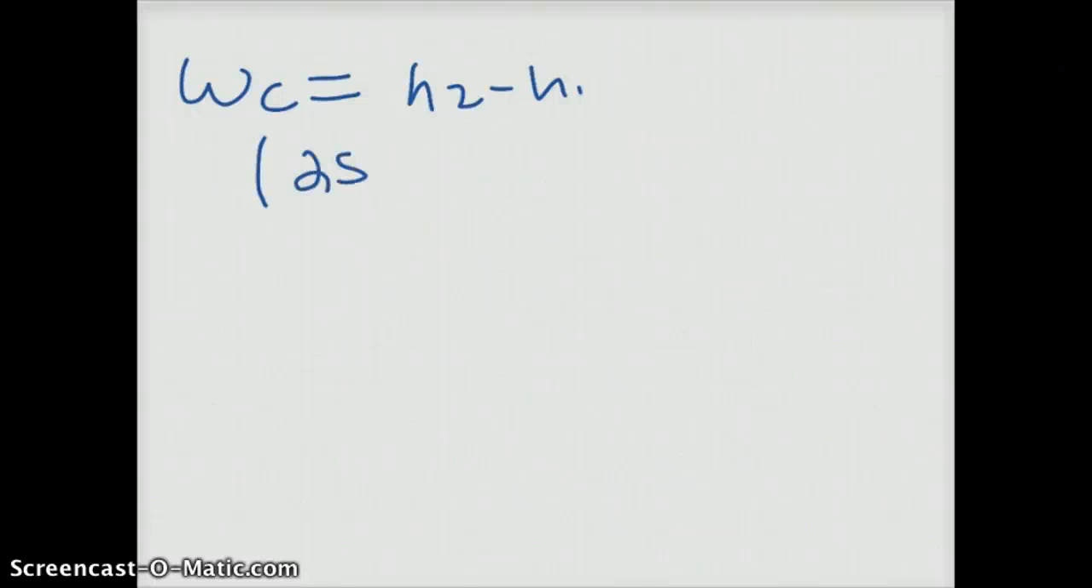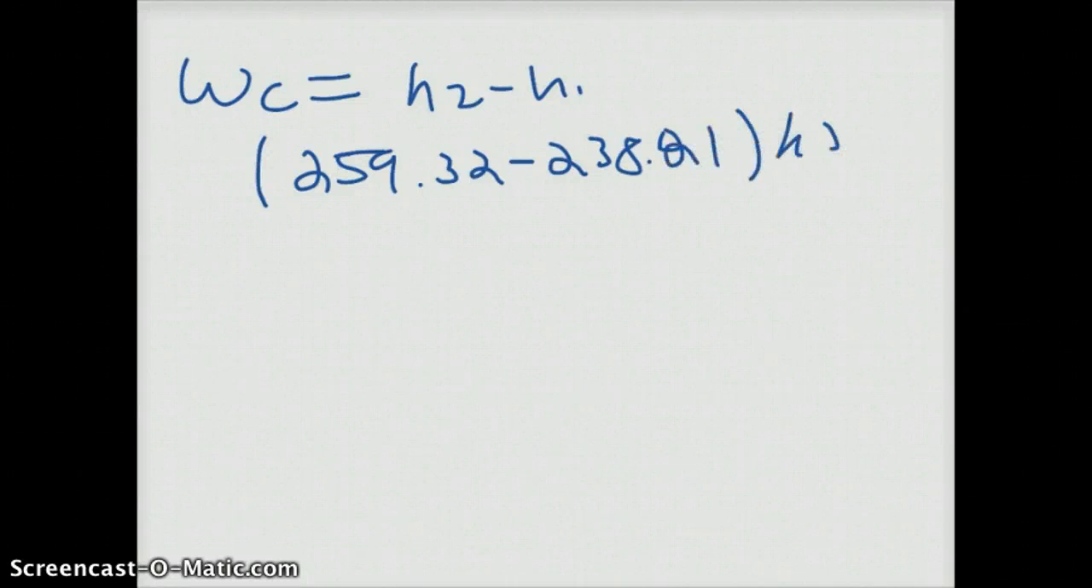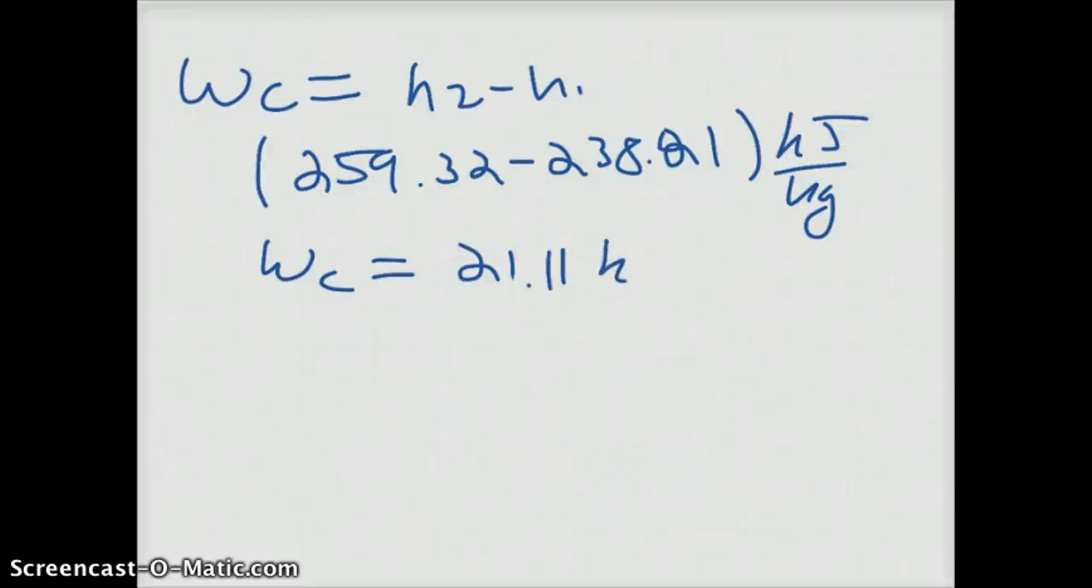Now we're going to find our work at the compressor, and that is going to be equal to H2 minus H1. And since we already know those values, we just plug them in. Kilojoules per kilogram. We find that our work compressor is going to be equal to 21.11 kilojoules per kilogram.